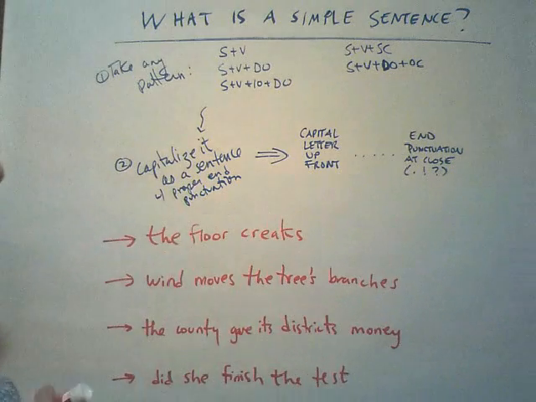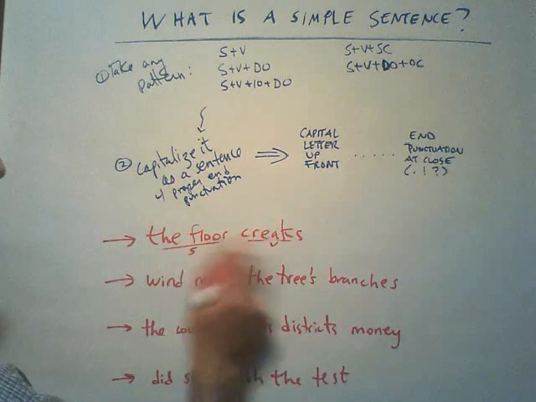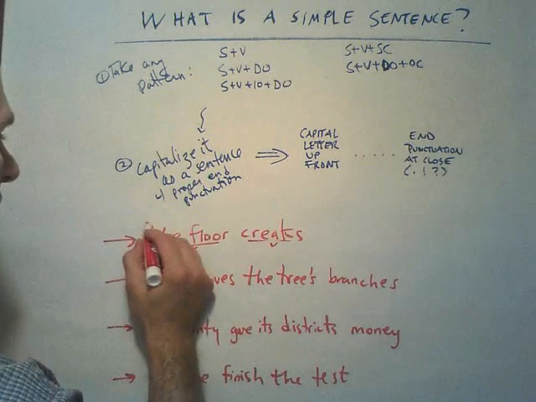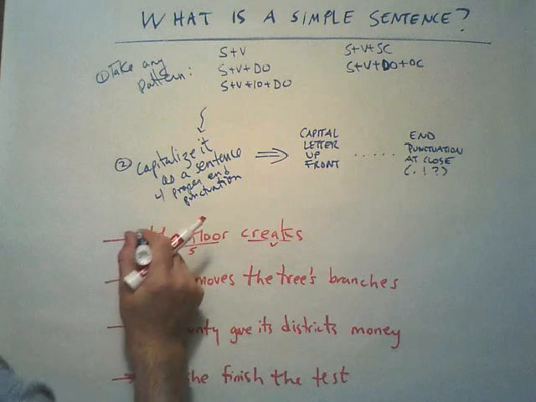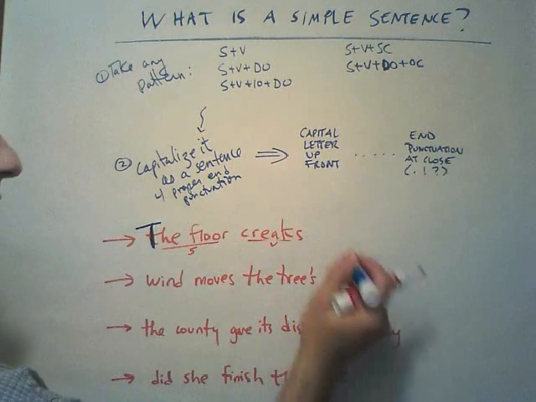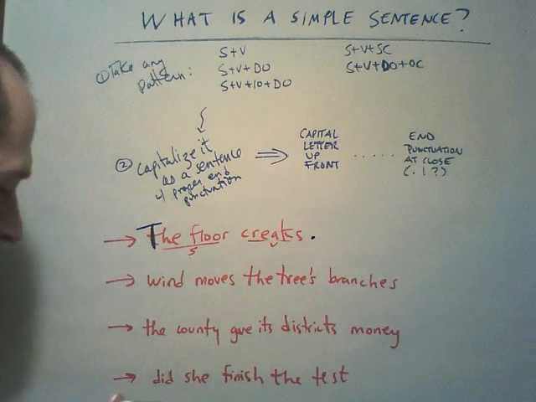The floor creaks. What's the pattern? Creaks is the verb. Who or what creaks? The floor. Subject verb. Is it a pattern? Yes, it is. Let's just capitalize it as such. Let me do a different color here. Capital T and a period. I got myself a simple sentence right there.